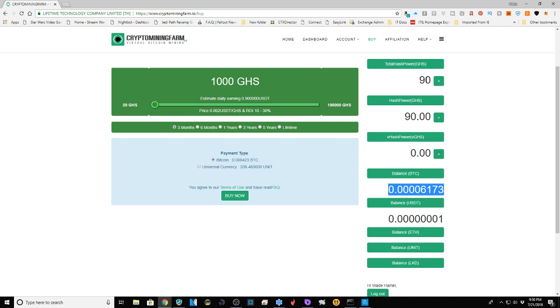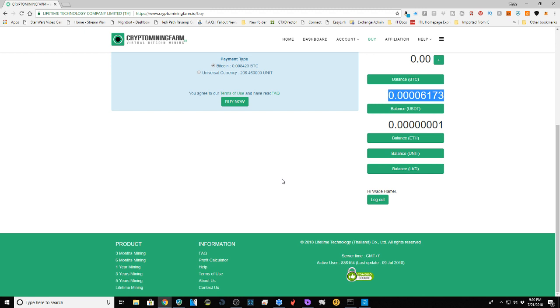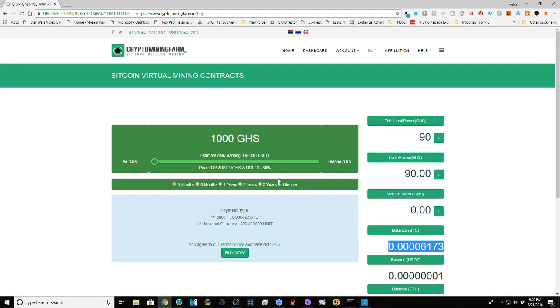So that is Crypto Mining Farm. And what are the pros and cons of this? Well, the pros are it's very transparent. You get to see a lot about what's going on. They've been around for a very long time. They actually have a fairly good reputation.